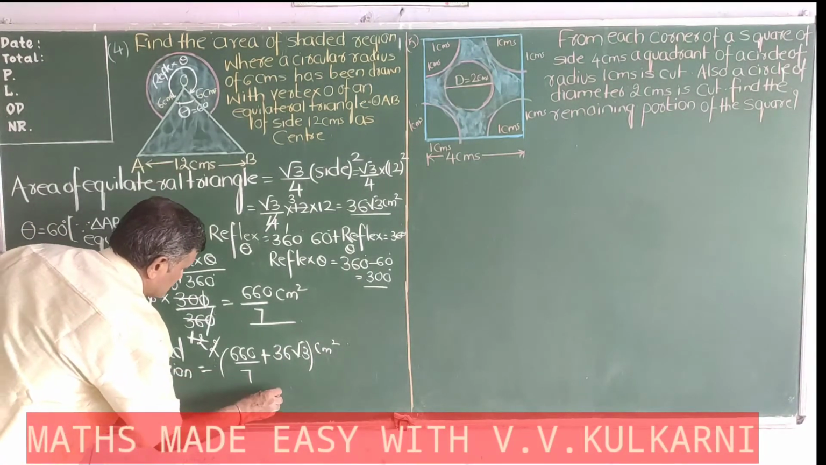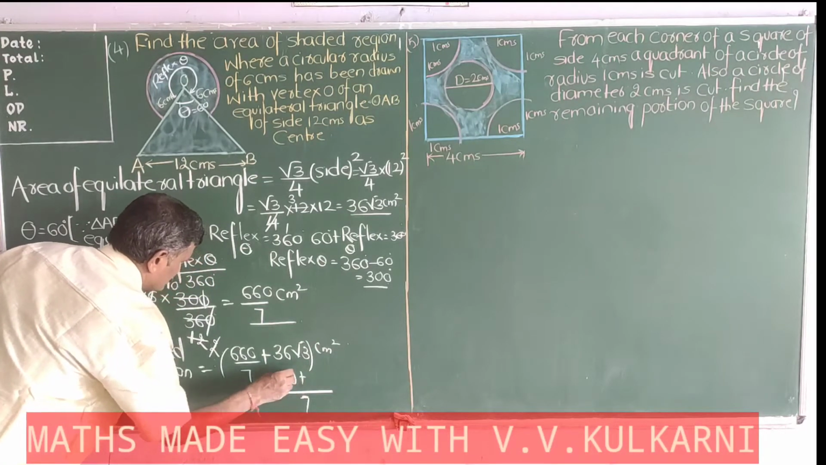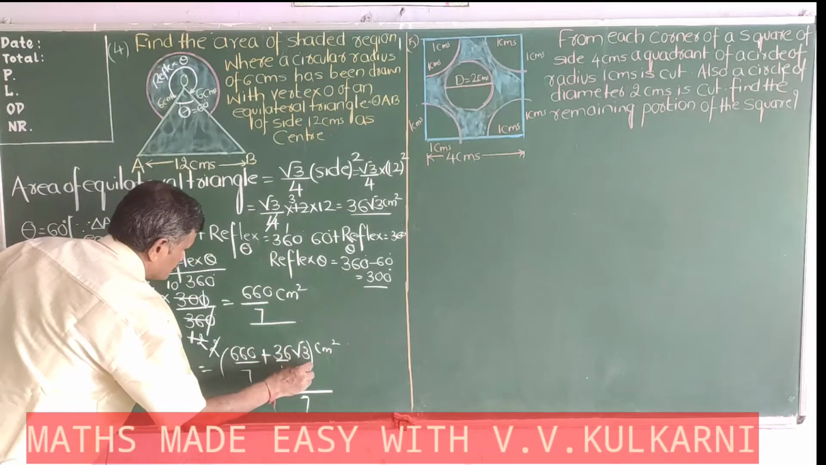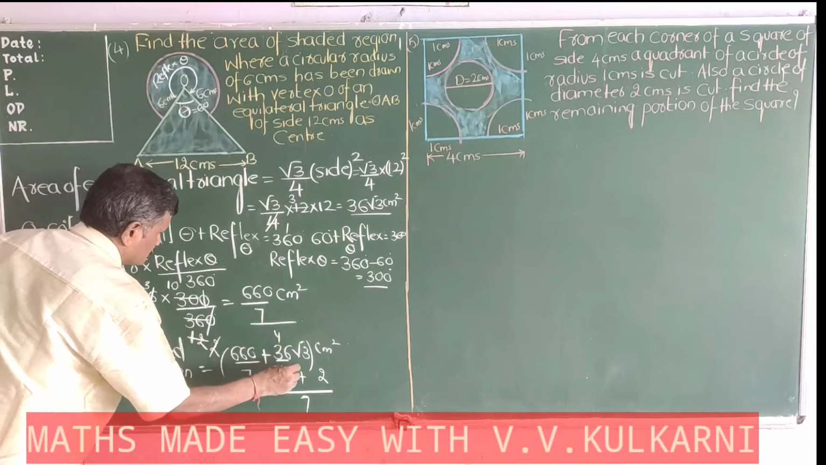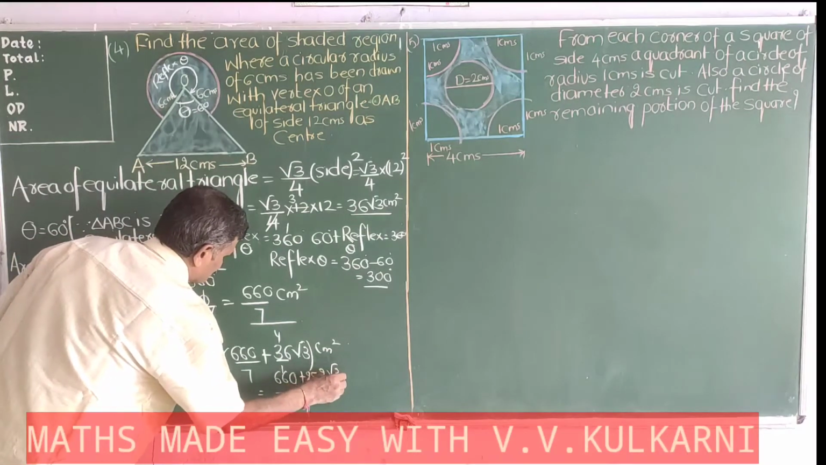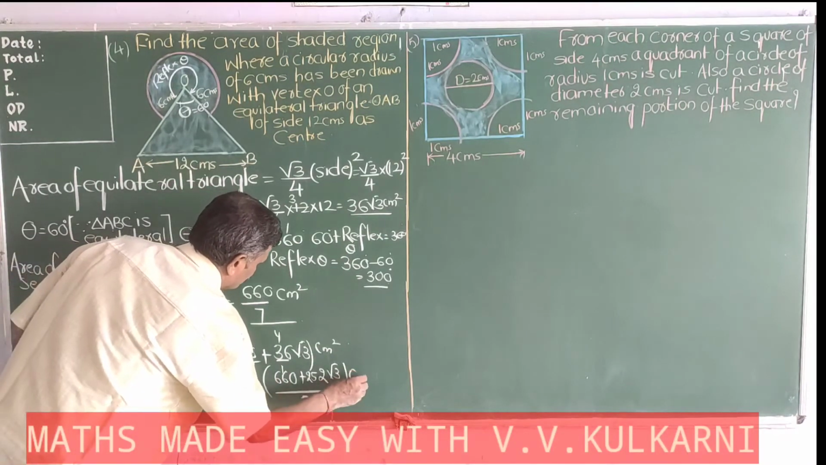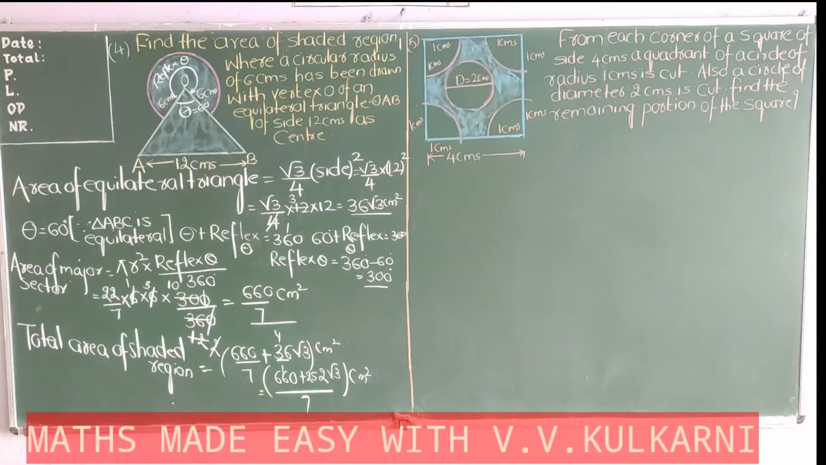You can take the LCM as 7. So this is 660 plus, if I take the LCM, then 7 6s are 42, carry 4, 7 3s are 21 plus 4 is 25, root 3. This much square centimeter. This is the answer: 660 plus 252 root 3 by 7 square centimeters.